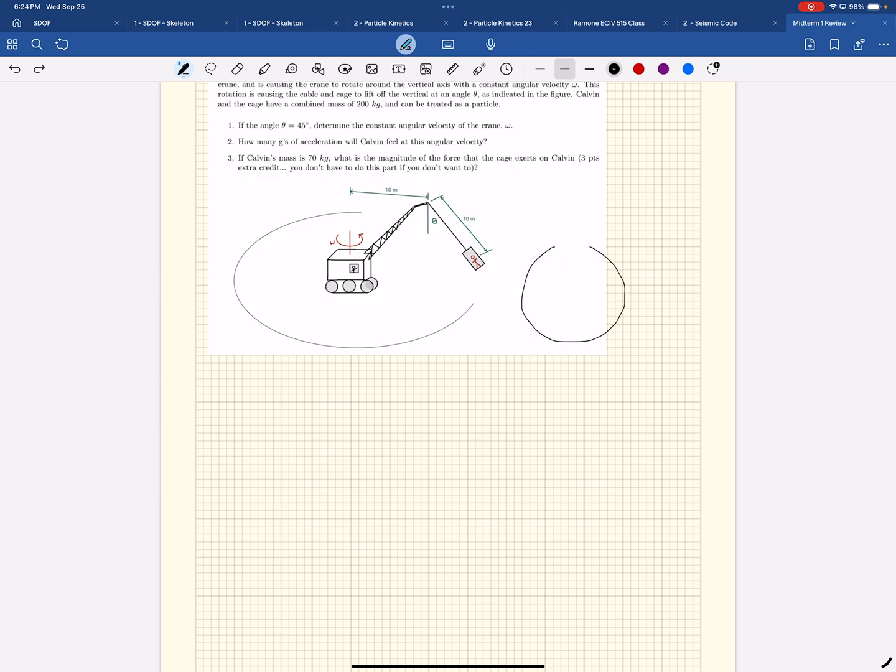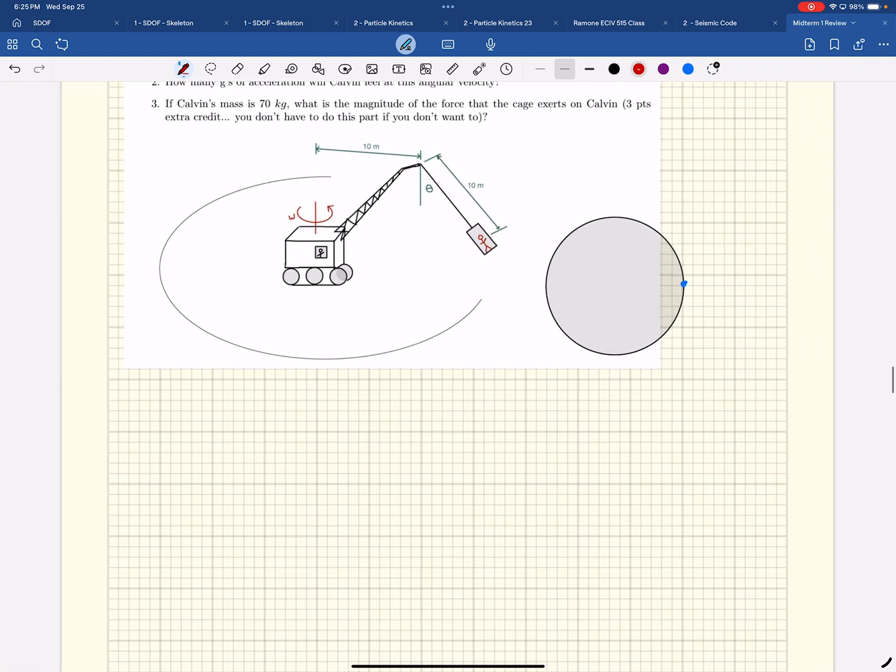So, Calvin's going to be traveling around in a circle. If you were to look down on this, Calvin's traveling around in a circle. Some key things about this circle: he's over here at this point, and a key thing is the radius. We should know what that is.